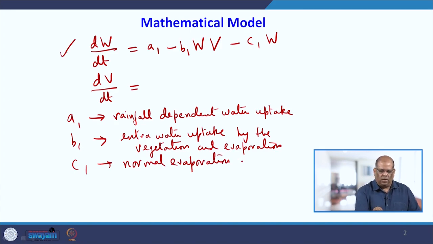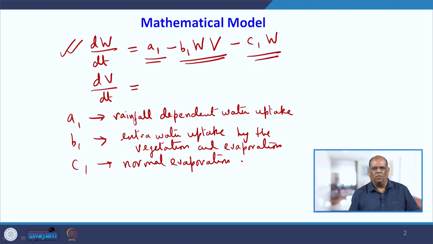So this is the equation which represents the water, the only source for vegetation in the desert. It says that there is a constant source of water, mostly due to rainfall, and then that water is taken up by the vegetation for its growth, which is happening at the rate of B1, and this is the normal evaporation of water. Since the water is decreasing in both cases, there is a negative sign, and obviously A1, B1 and C1 are greater than 0.